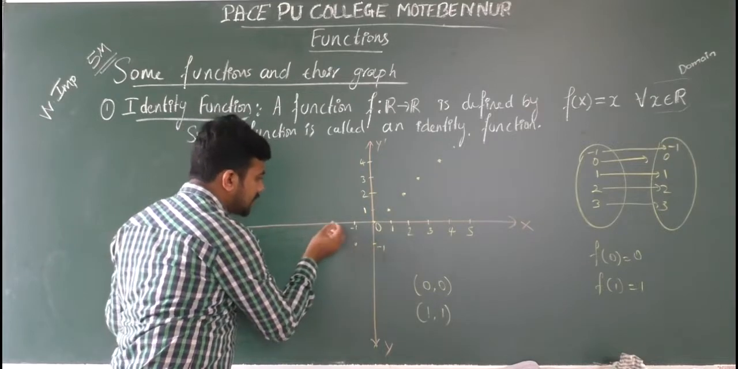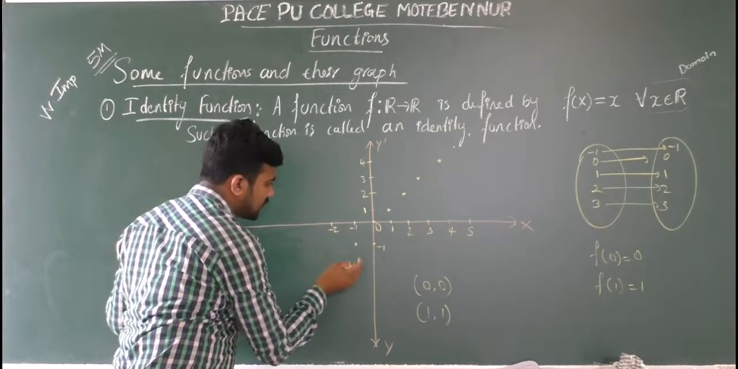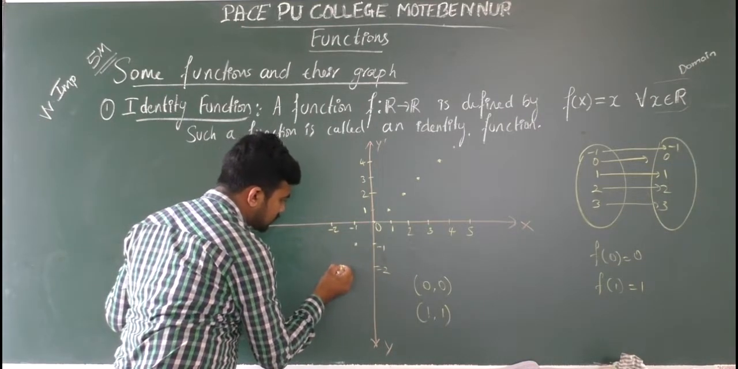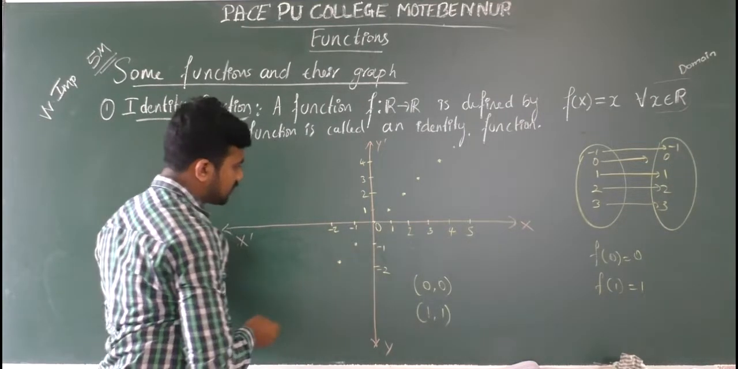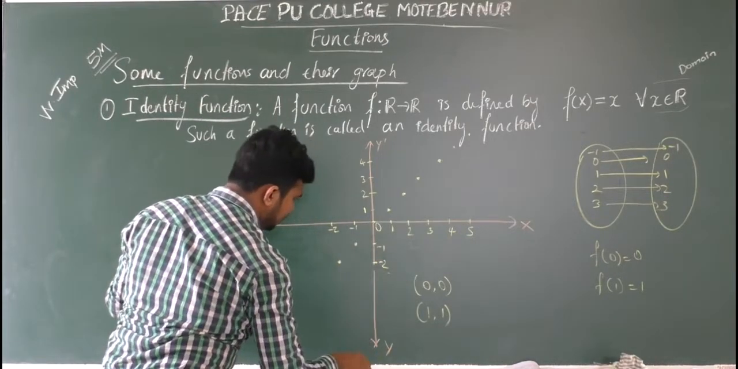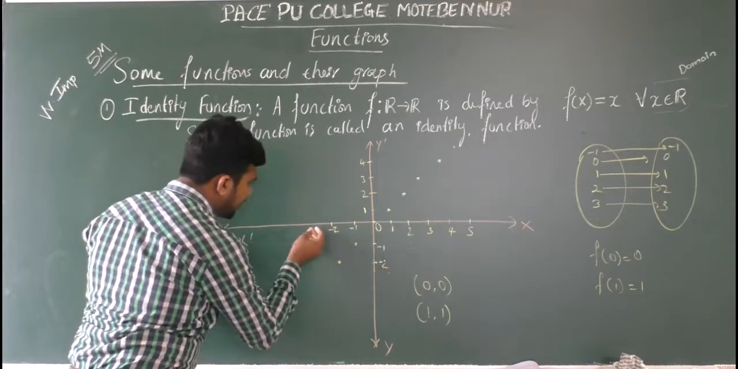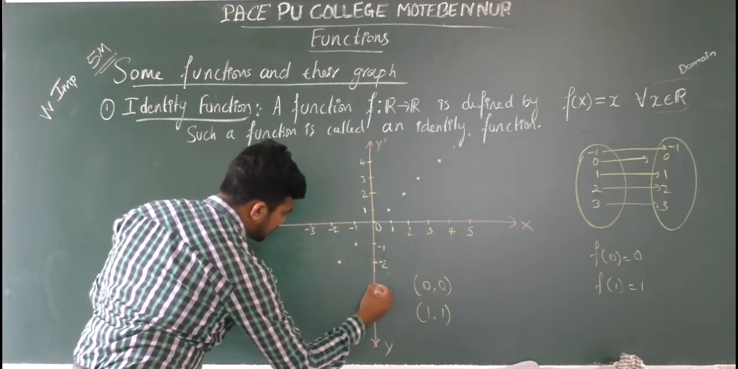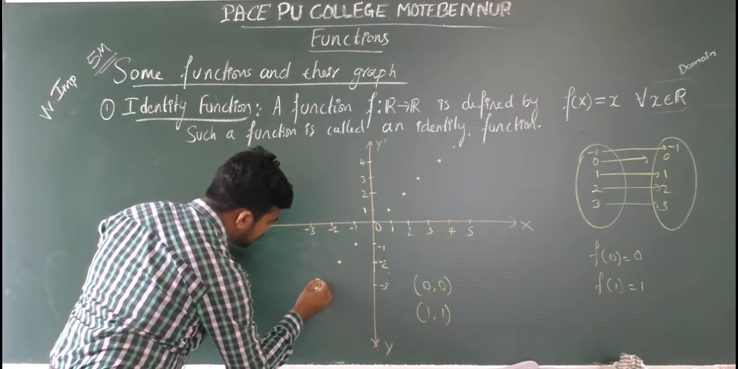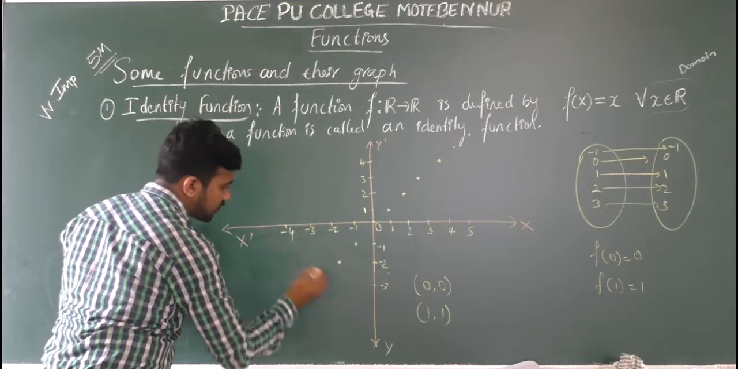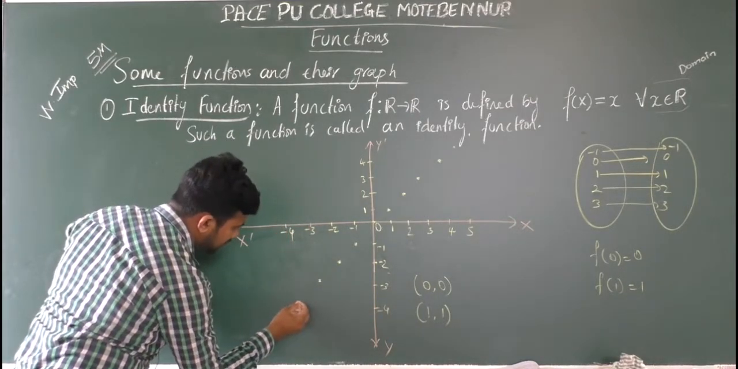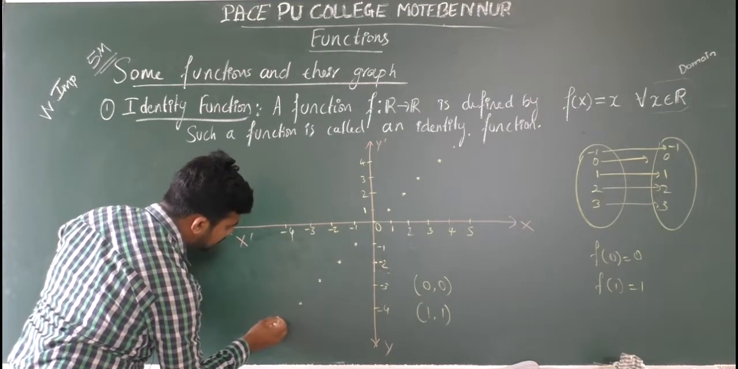ಓಕೆ, ಅದೇ ಥರ ಇಮೇಜ್ ಆಫ್ -2 is what? Image of -2 is -2 ಅಲ್ವಾ. ಸೊ ದಿಸ್ ಪಾಯಿಂಟ್, ಈ ಪಾಯಿಂಟ್ ಅಲ್ವಾ, -2. ನೆಕ್ಸ್ಟ್ ಇಮೇಜ್ ಆಫ್ -3 is what? Image of -3 is -3. Okay, -3. So again we'll get this point. Likewise, if you take -4, image of -4 is -4. So we'll get here. Okay, ಈ ಥರ ಕಂಟಿನ್ಯೂ ಆಗ್ತಾ ಹೋಗ್ತದೆ.